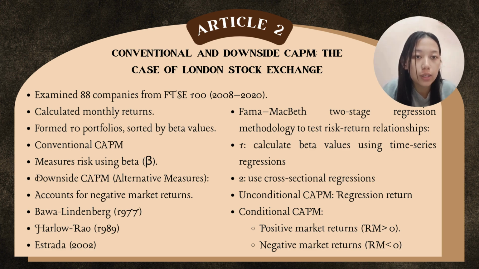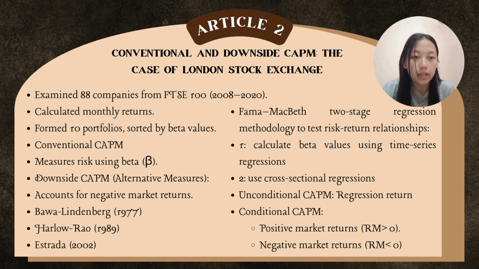They calculate downside beta using three established methods: the Bawa-Lindenberg model, the Harlow-Rao model, and the Estrada model. These models measure systematic risk by focusing on negative deviations from a reference point, such as the risk-free rate or zero returns, providing a more nuanced understanding of risk during adverse market conditions. The study employs the Fama-MacBeth two-stage regression methodology to test risk-return relationships.